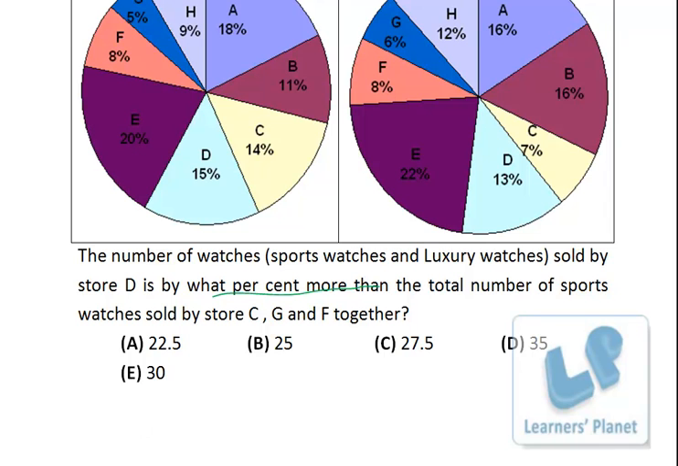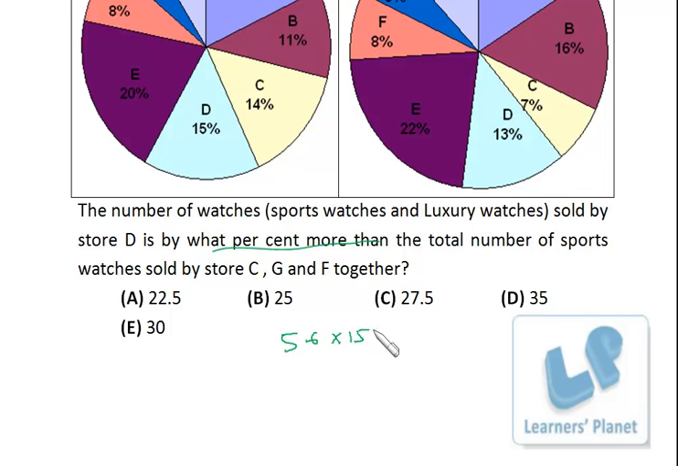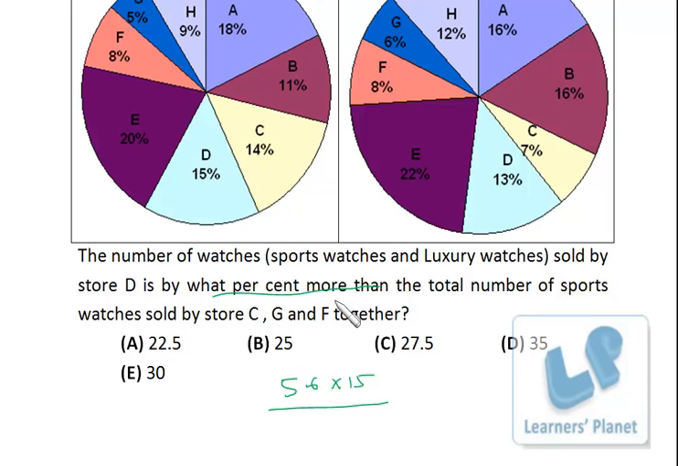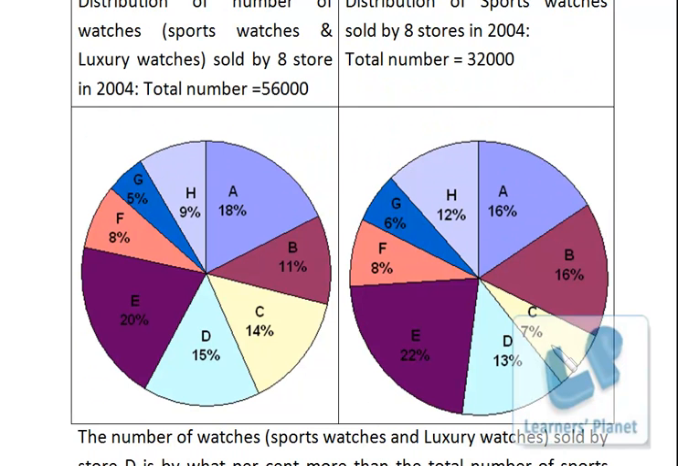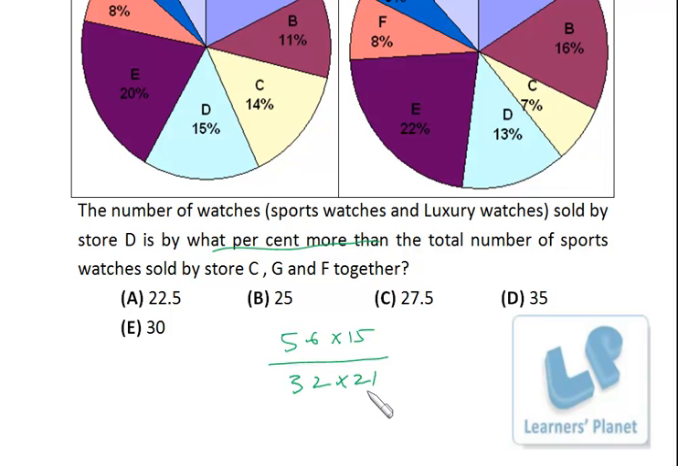So first of all we find out the ratio, and it has to be in the numerator, because we have to find out by what percent more. So the total number of watches by D is 15% of 56,000. So again I drop zeros, so 56 into 15 in the denominator. Since we have 3 zeros over here also, we don't have to worry about it. For C, G and F sports watches, C is 7%, G is 6%, so 7 plus 6 is 13, and F, 13 plus 8 is 21. So it is 32 into 21. This is also a percentage, this is also a percentage, so you don't have to worry. Now 8 7s are 56, 8 4s are 32, 7 3s are 21, right? So after this calculation, the total number of watches sold by D is 5 parts and this is 4 parts, right?